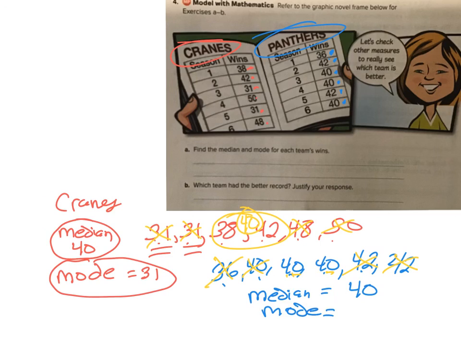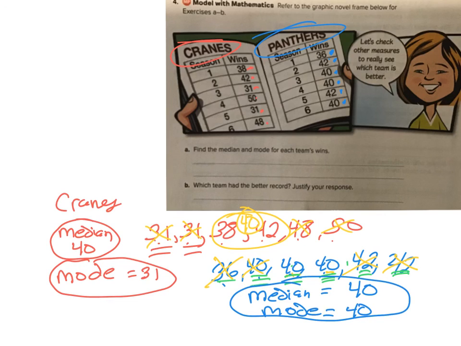Now let's do mode, the most. So I see that 36 is 1, 40 is 1, 2, 3. There's 3 40s, and there's 2 42s. So because 40 has 3, that's the most. So my mode is 40. And that is for the Panthers.